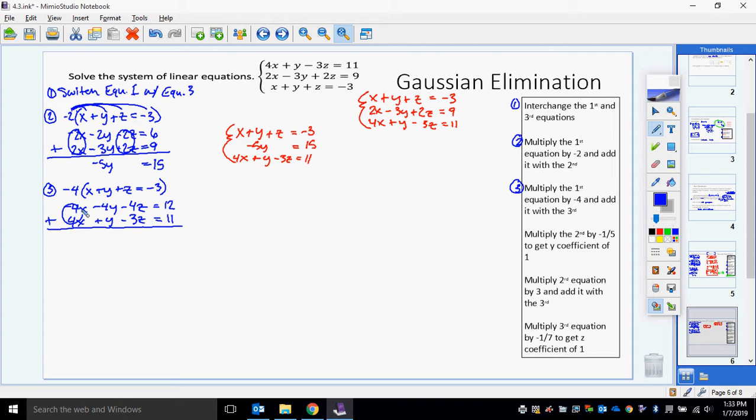Okay, so my x's cancel. Yay, that's what I wanted. This 4x is gone. And now I have a negative 4y plus 1y, so that's negative 3y's. Negative 4z plus a negative 3z, that's negative 7z. And then I have 11 and 12 added together, so 23. I'm going to go ahead and write down this new system so I don't forget what's going on. You have to keep track step by step what your system looks like. Otherwise, you're going to get lost badly. Equation 1.